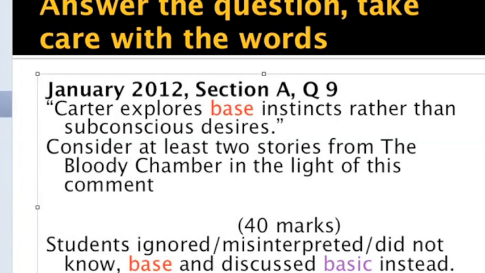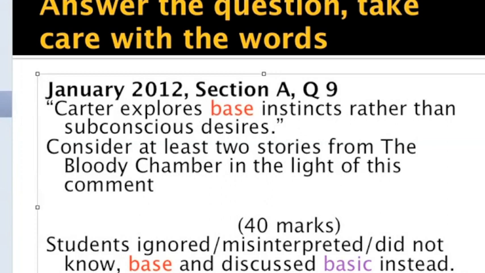Now, for example, in January 2012, Section A, question 9, on the Bloody Chamber, the question was, Carter explores base instincts rather than subconscious desires. Consider at least 2 stories from the Bloody Chamber in the light of this comment. Now, a lot of students misinterpreted the word base instincts and used the word basic instincts instead, which is perhaps a more commonly well-known phrase talking about nurturing or love or what it is to be human, whereas base instincts is something much more subversive and perhaps unnatural.